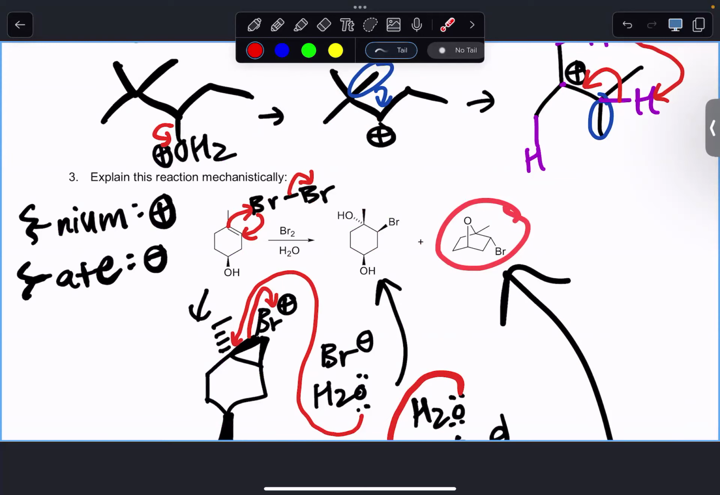The top two fastest reactions in OChem are intramolecular reactions and acid-base reactions. They happen way faster than intermolecular reactions, right? But since he included both products, he wanted you to draw the mechanism for both products. But this one here should be the major product, the intramolecular one.